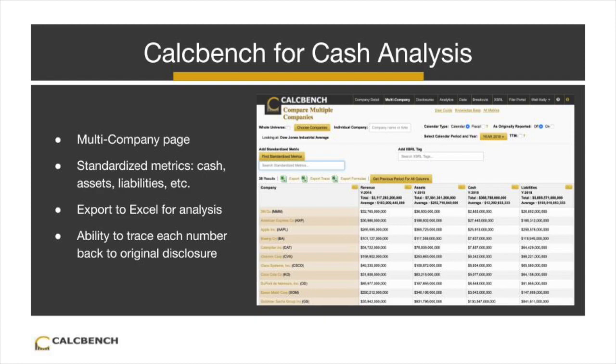So cash is one of these great items. Very, very simple in the sense that it's sitting right there on the balance sheet, and it's one of those things that companies are criticized for, like, oh, cash hoarders, they're sitting on way too much cash, et cetera, et cetera.